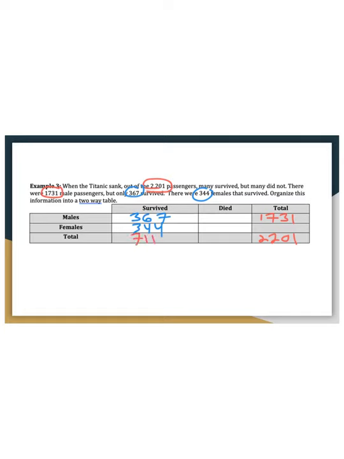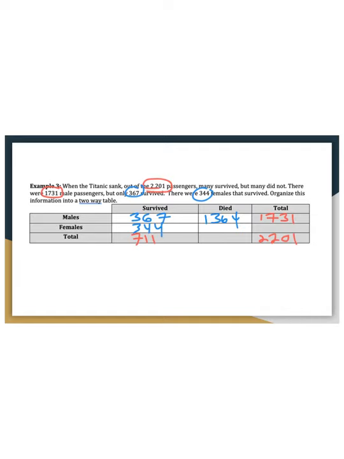total passengers that survived. If I want to figure out the total number of males that did not survive, I can take the survivors and subtract them from the total amount. So 1,731 minus 367 ends up being 1,364. So you can see that to fill out my inside joint frequencies, I can take one of my joint frequencies and subtract it from the sum for that column or row. In this case, it's a row. So 1,731 minus 367 is going to get my 1,364.